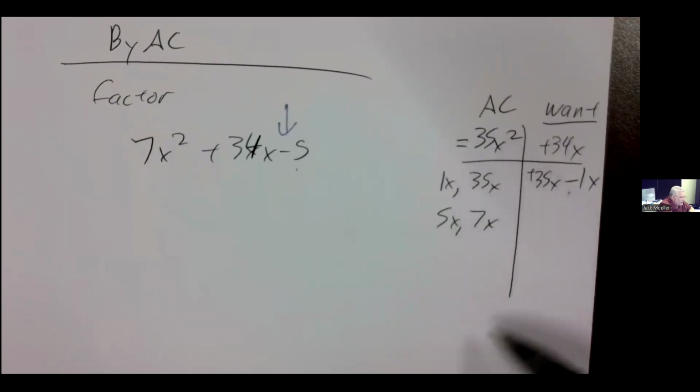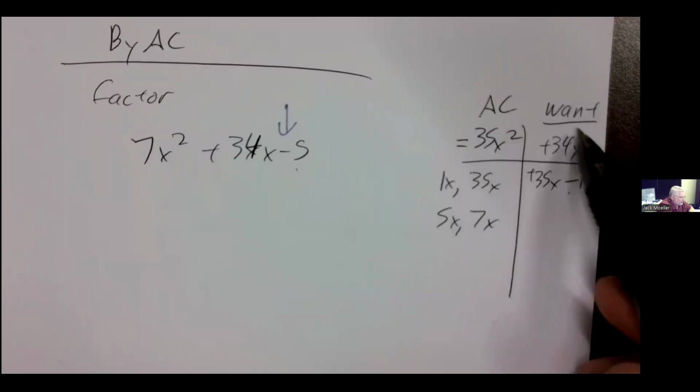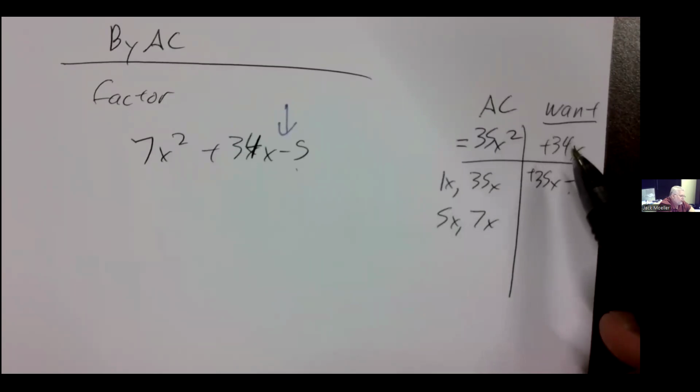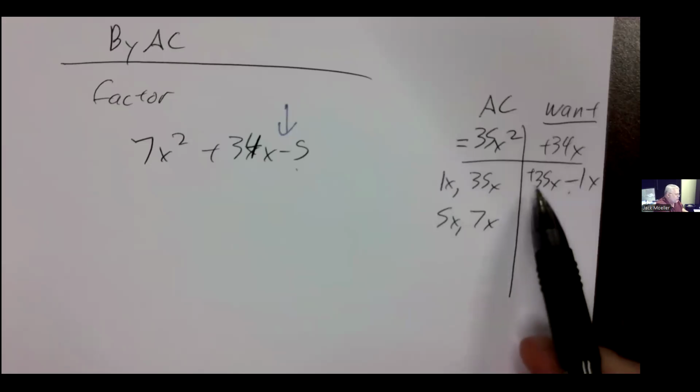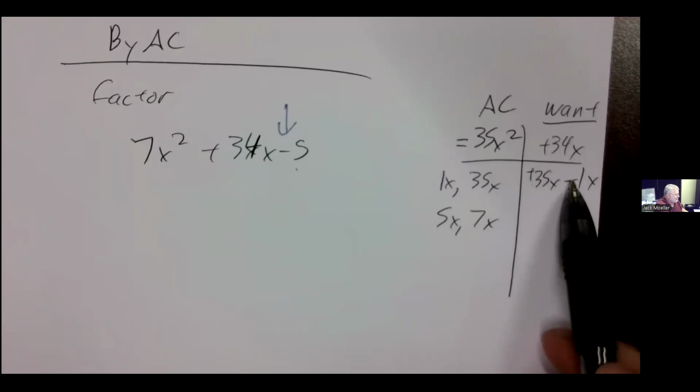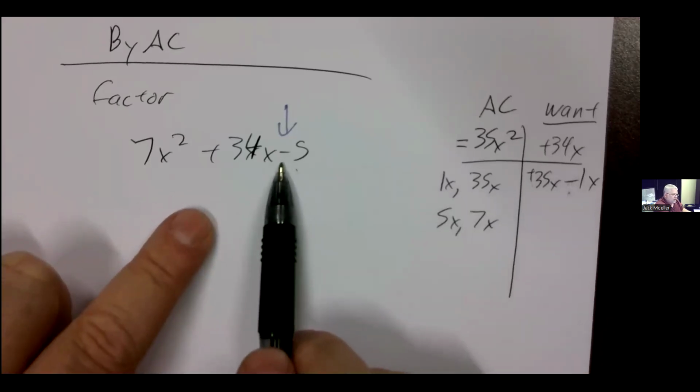And that's an important question to ask because sometimes when these products get big and you have a lot of possible factors, sometimes there's more than one way to get that middle sum. But if there's more than one way, it's not going to be the same signs. They're either going to be both negative, one's positive, one negative, or both addition. So you got to make sure that the signs make sense based on the signs that you're trying to.